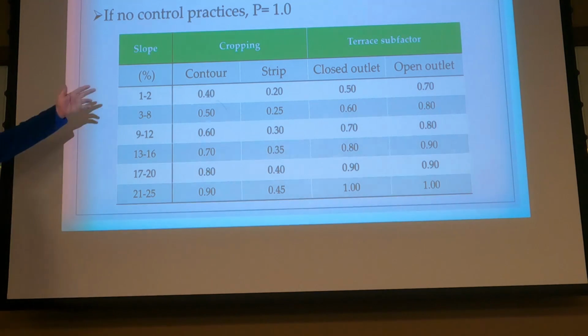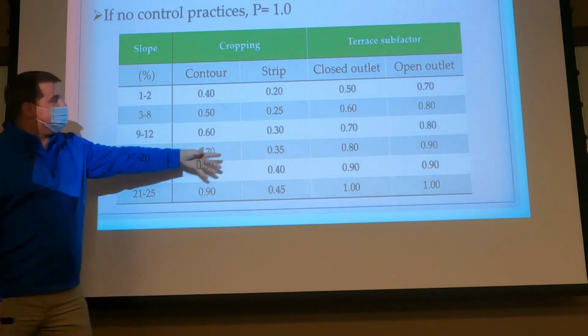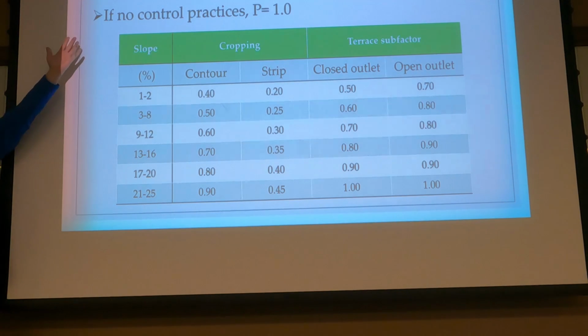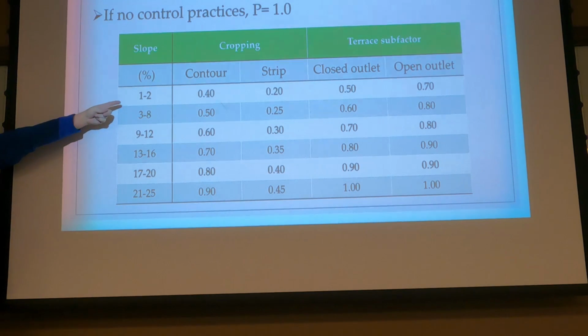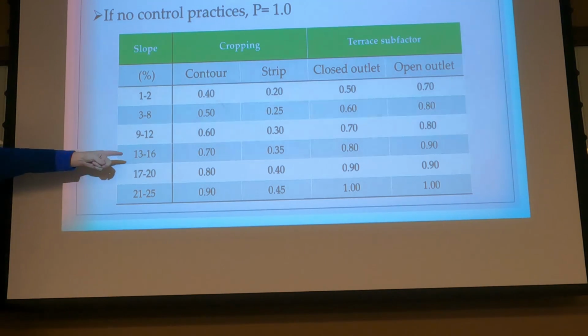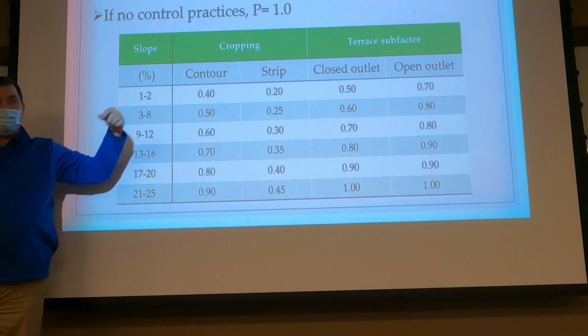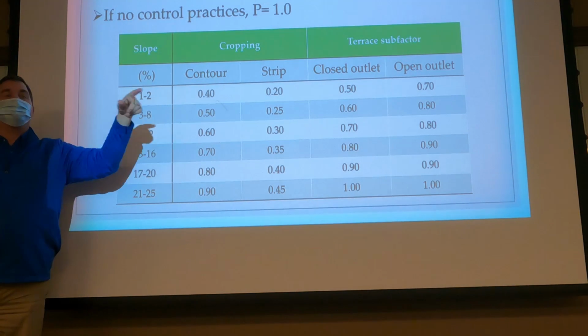Again, we have cropping and terracing and these sub-factors. If we don't have anything on our ground, that number is 1. But if we add some sort of strip cropping or contour cropping, we start to decrease that value. When we decrease the value, we're decreasing the soil loss.